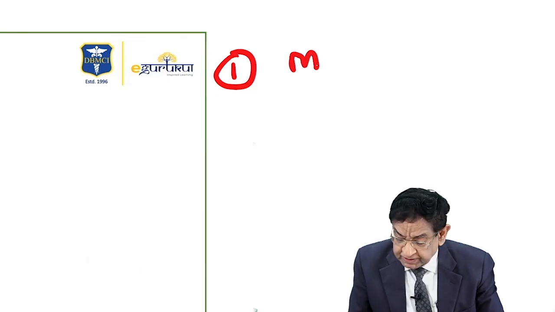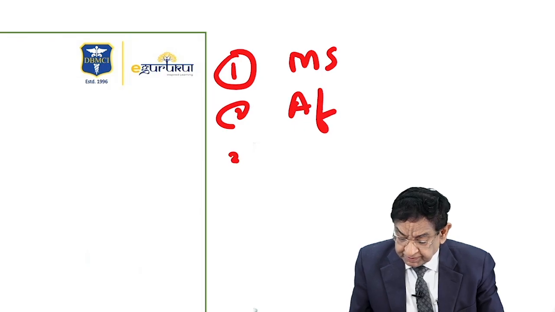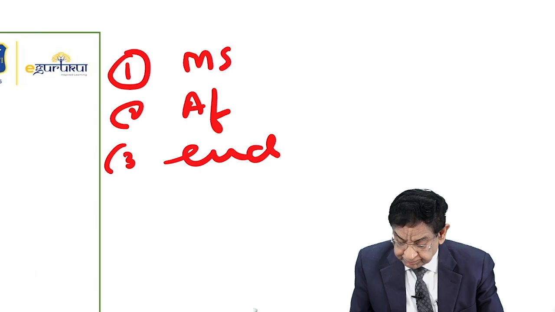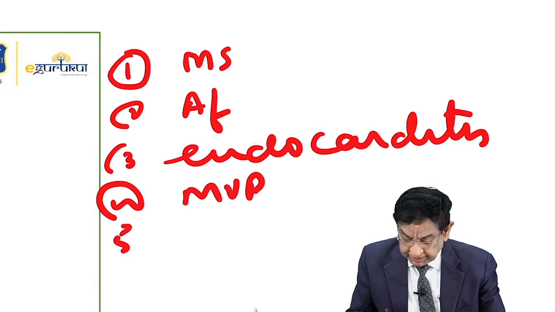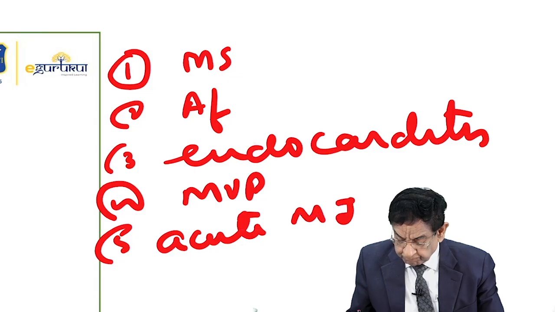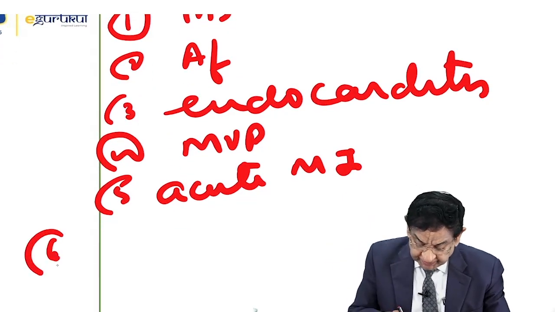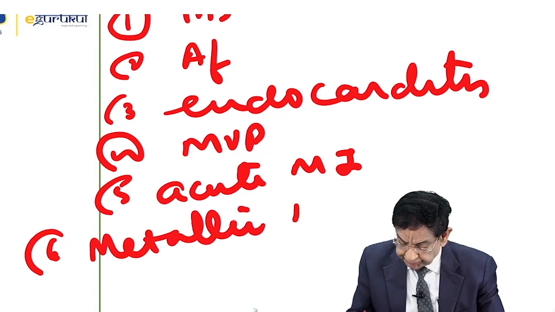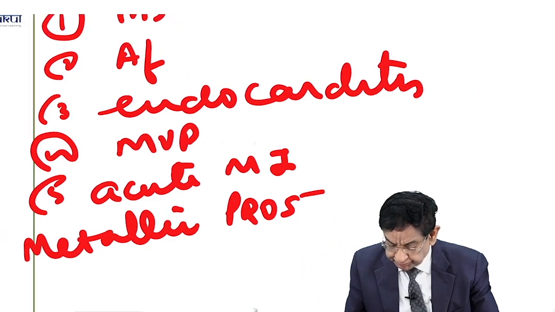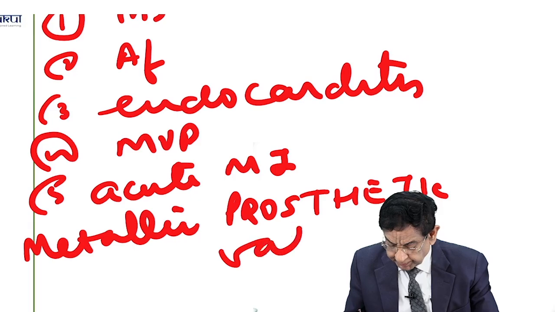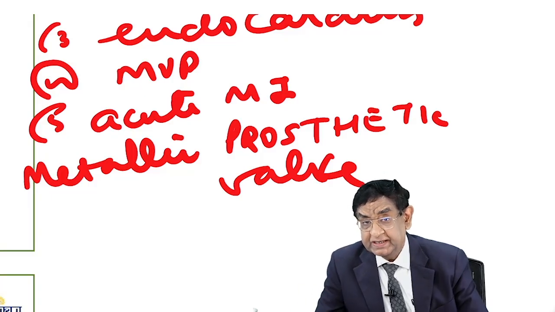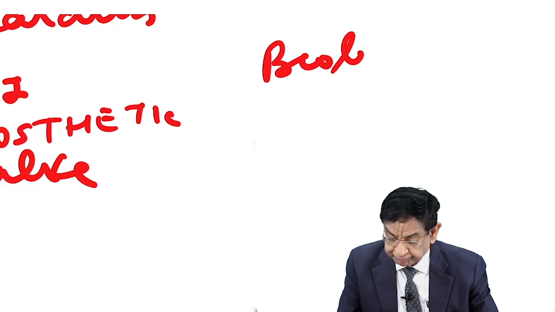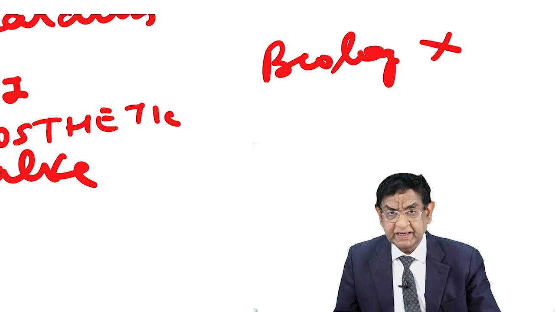So in cardiology, these embolic phenomena occur in mitral stenosis, atrial fibrillation, endocarditis, mitral valve prolapse, acute MI, okay, metallic prosthetic valve. Point to be noted, it is metallic prosthetic valve, it is not the prosthetic valve, because biological valves, they don't have embolic phenomena, the clinical applied.